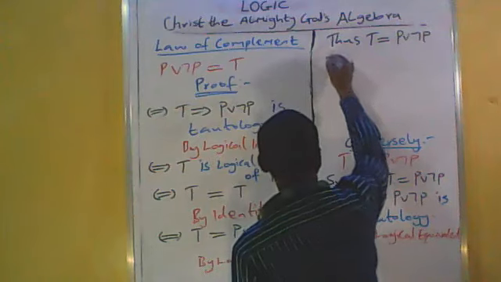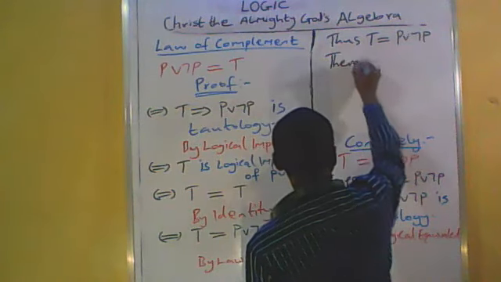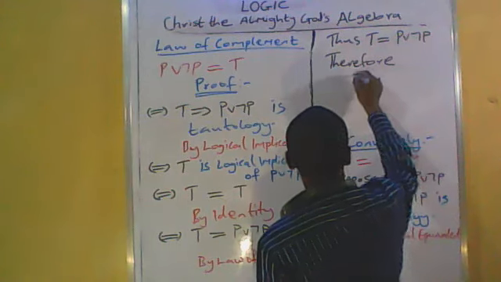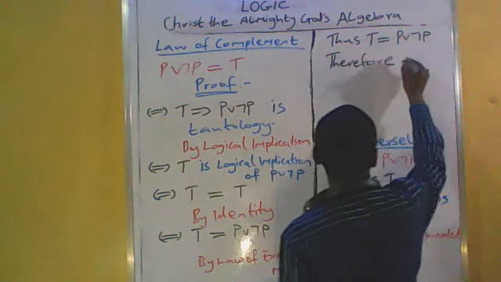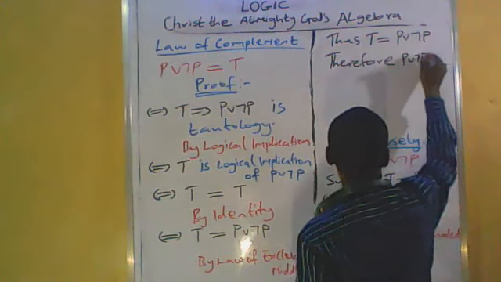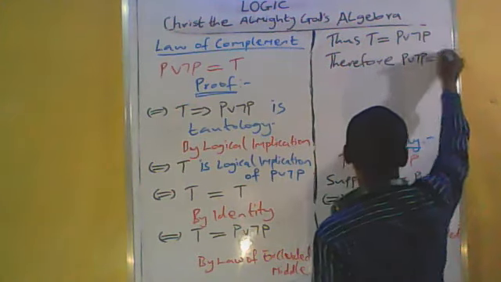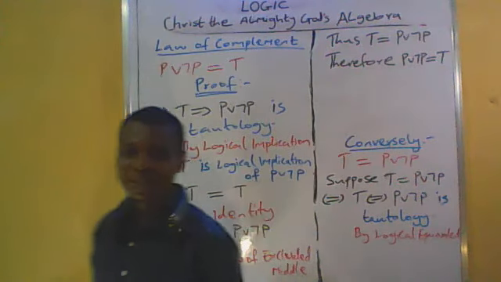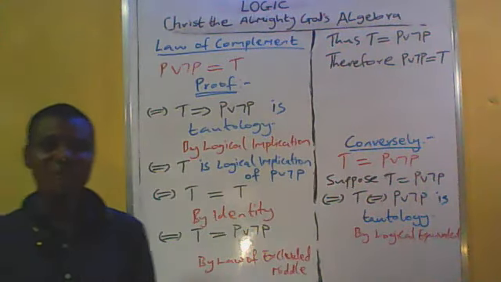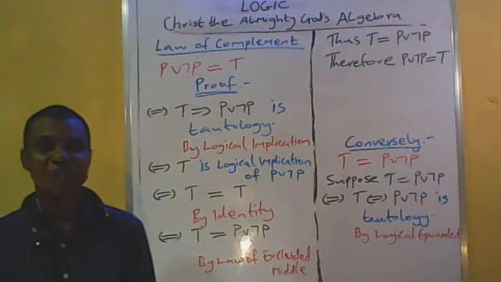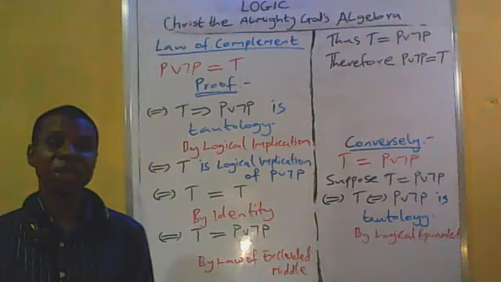Therefore, P or not P is equal to T. Now I have proved that the law of complement exists in the disjunctive statement, and the law of complement by disjunctive statement exists.